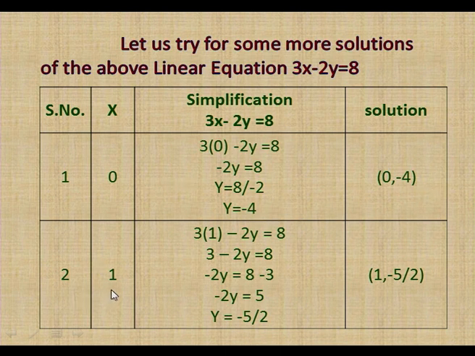Suppose if I take x value as 1, what happens? Let me see. 3 into 1 minus 2y is equal to 8, 3 minus 2y is equal to 8, minus 2y is equal to 8 minus 3, where minus 2y is equal to plus 5, y is equal to 5 by minus 2. The minus we do not consider for the denominator, we transfer it to the numerator. That is the reason y can be written as y is equal to minus 5 by 2.